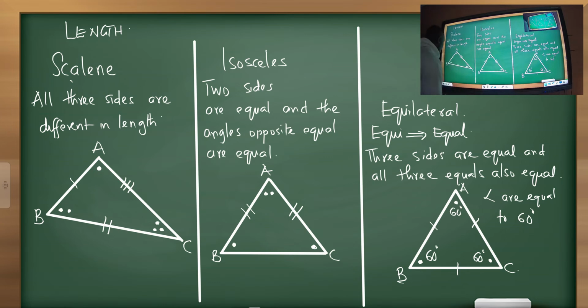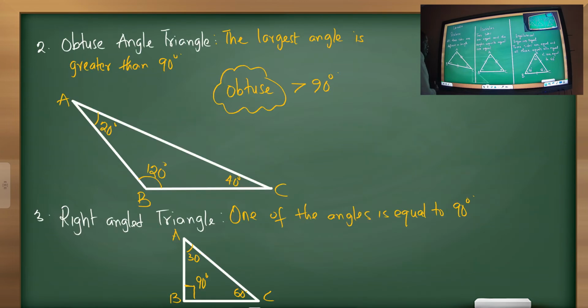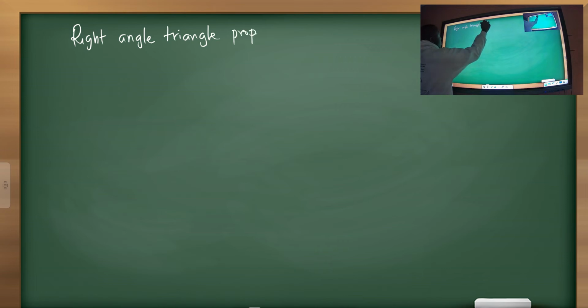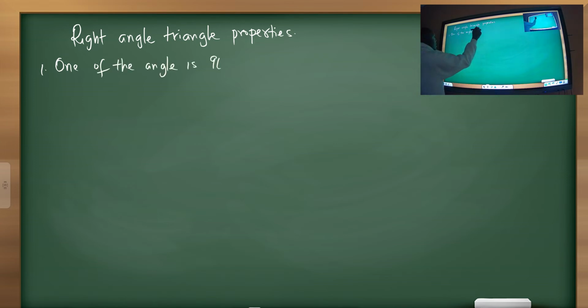All right, let's quickly look at something peculiar about the right angle triangle that we talked about earlier on, number 3, when it comes to angles. All right, a right angle triangle. Right angle triangle properties. Number 1. One of the angles is 90 degrees.